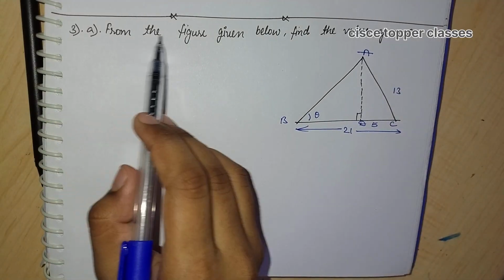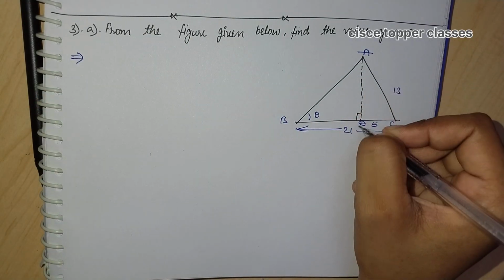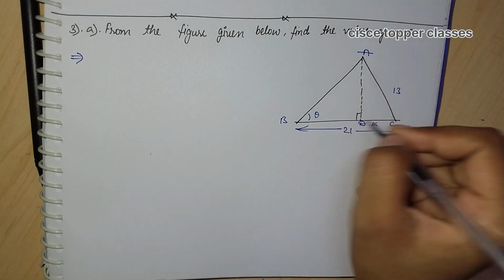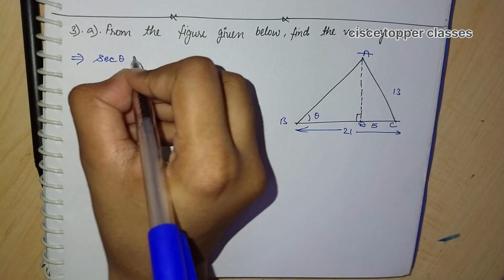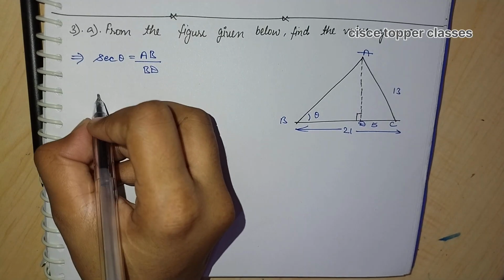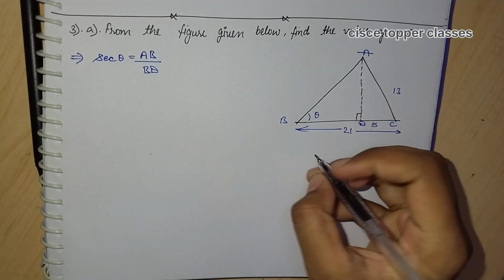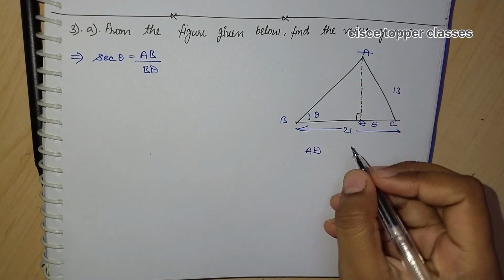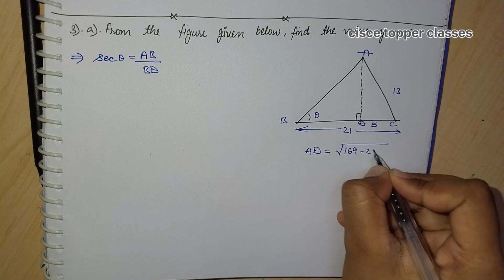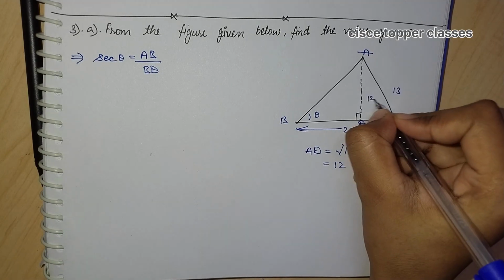Let us solve the third first part. From the figure given below, find the value of sec theta. This is a right angle triangle. So sec theta is hypotenuse by base, means AB divided by BD. BD is the base. So firstly we will find the value of AB. AB we can find only when we find the value of AD. So AD, from this right angle triangle ADC, we can write AD as under root 169 minus 25, means 13 square minus 5 square. So 12 is the value of AD.